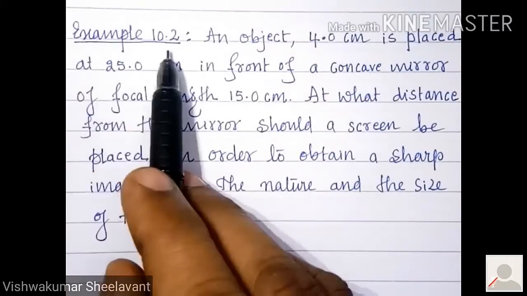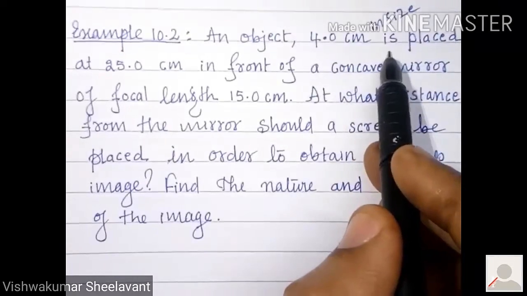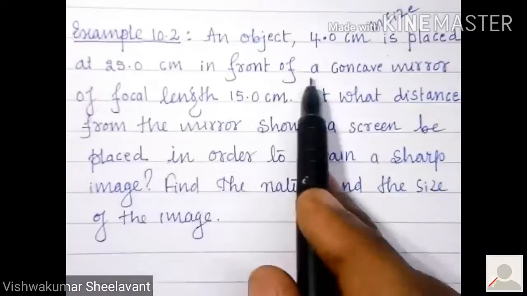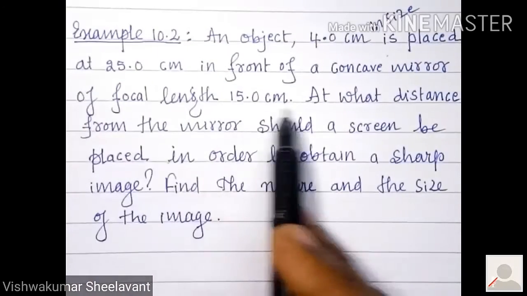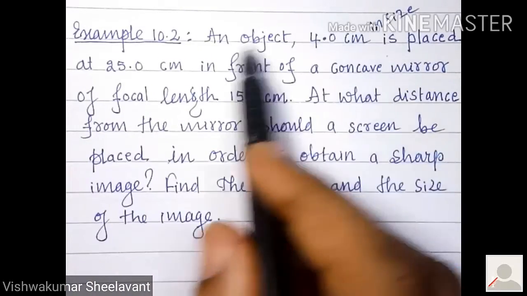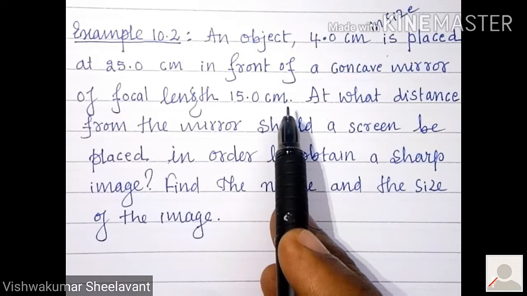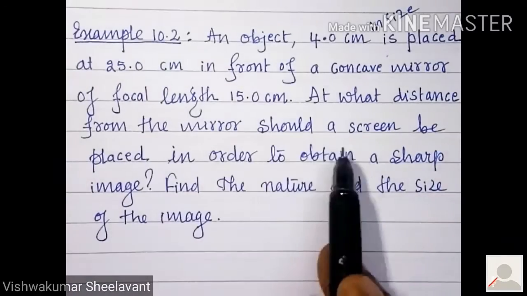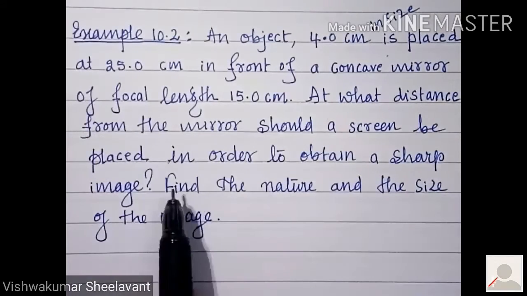In example 10.2, an object 4.0 centimeter in size is placed at 25 centimeter in front of a concave mirror of focal length 15 centimeter. See here, all lengths and distances are given in centimeters, not in meters. At what distance from the mirror should a screen be placed in order to obtain a sharp image?